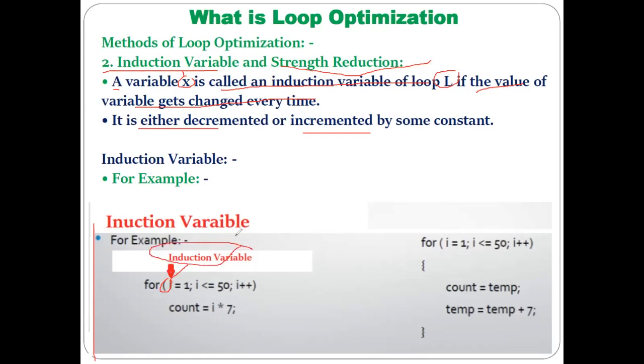The variable in the loop whose value gets changed every time, whether decrement or increment, such a variable is called an induction variable. Understood? I hope all of you understood the meaning of induction variable. The variable whose value gets changed every time, maybe in an incremented way or in a decremented way, that variable is a part of the loop. Such a variable is called an induction variable.